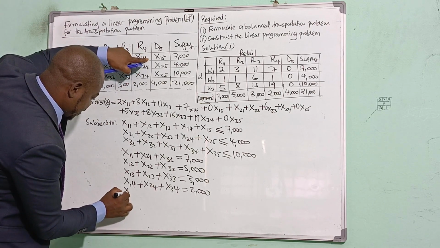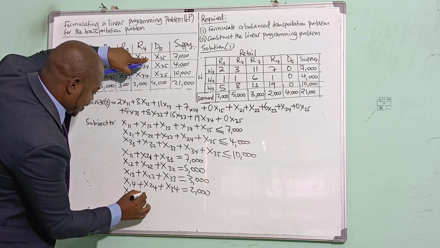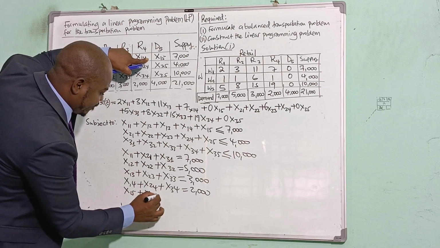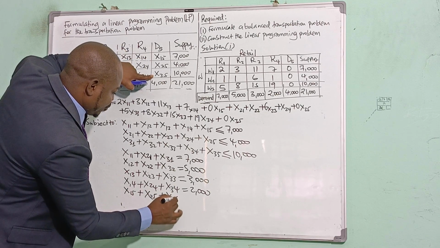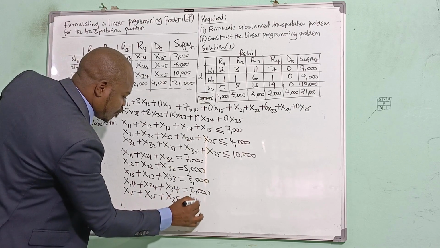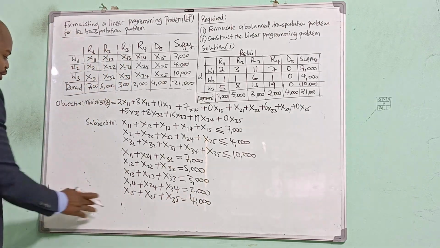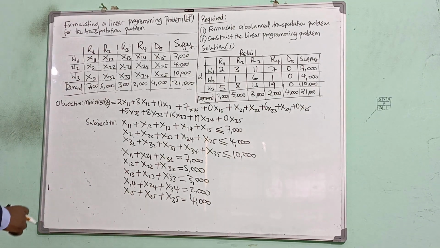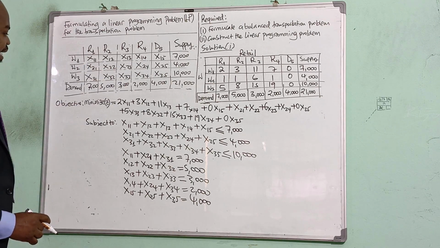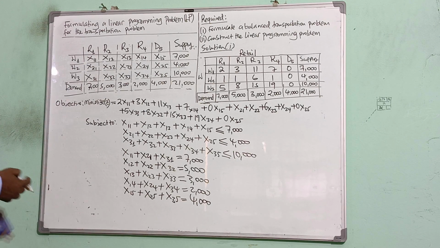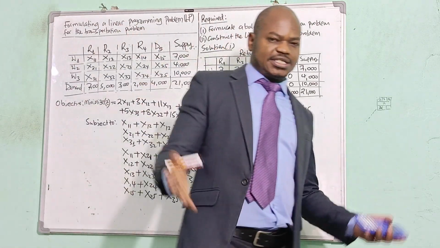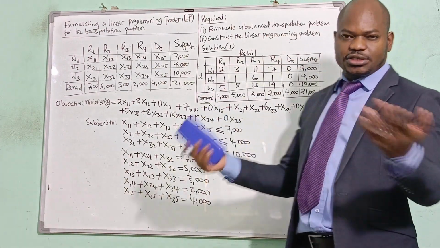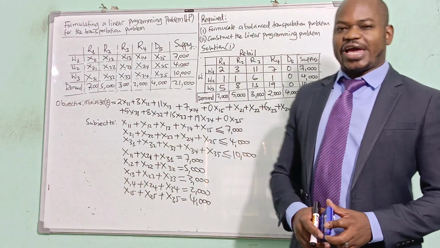Okay, x15 plus x25 plus x35 is equal to 4,000. We now need to put non-negative. Non-negatives, we need to write all the variables and say greater than or equal to, meaning we cannot supply negative number of kgs. There's nothing like negative 2 kgs of flour. You get the point, right? So they have to be positive.